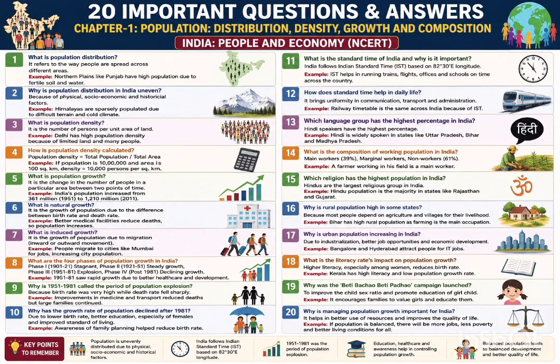Next question, why is the period from 1901 to 1921 referred to as the stagnant phase? So, between 1901 and 1921, birth rates were high, but death rates were equally high due to widespread epidemics, lack of basic medical facilities, food shortages and poor sanitation, leading to minimal net growth. For example, the decade 1911 to 1921 recorded a negative population growth rate due to the global influenza pandemic and severe famines.